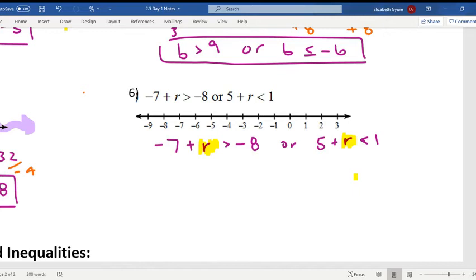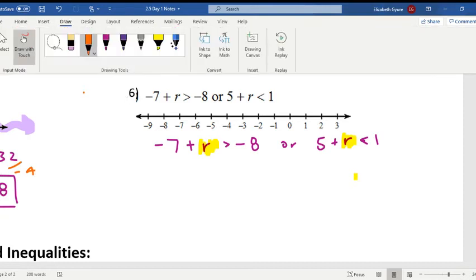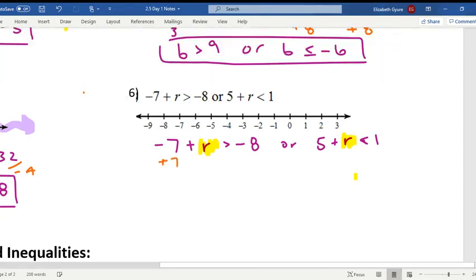So we have -7 plus r. Now remember from the start of the year, when we're dealing with both negatives and positives in the same problem, which one's more important, the subtraction or the addition? Right, or the negative or the positive? The negative, right? If the negative is more important, what would be the opposite operation for the negative portion of this? Addition. So you want to add because the negative sign is more important. So you are going to add 7 on the left and the right here.